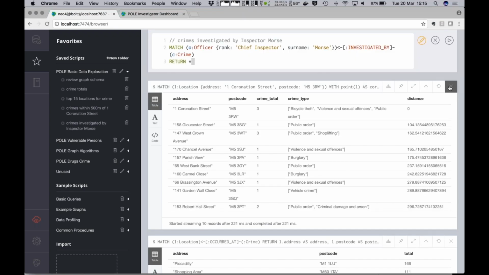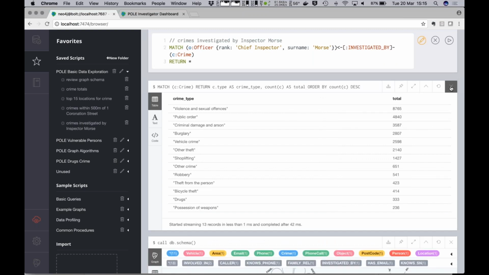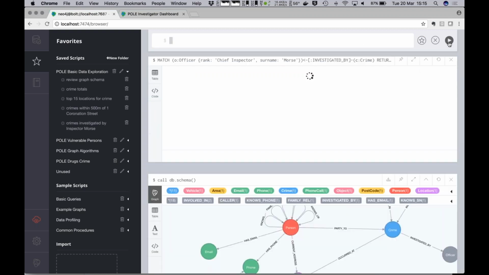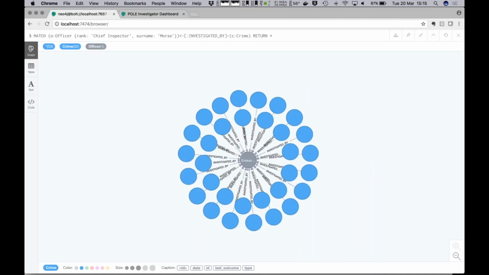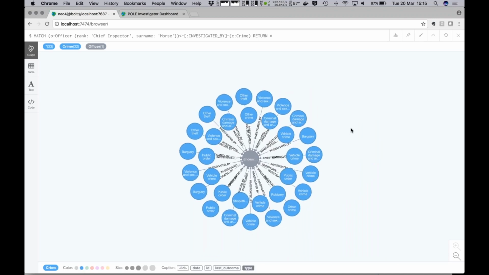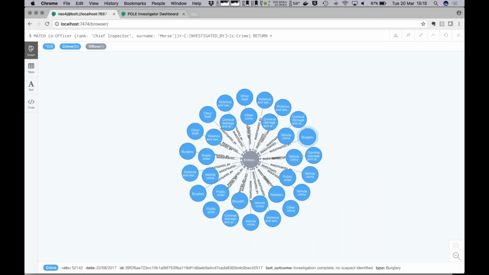And then again, one more bit of fun with the data. Another television program here in the UK is Inspector Morse. There is a Chief Inspector Morse in the data set. So here we can take a look at all of the crimes that are being investigated by Chief Inspector Morse. So you can see he has quite a few crimes associated with him. If you wanted to, you could navigate through them.